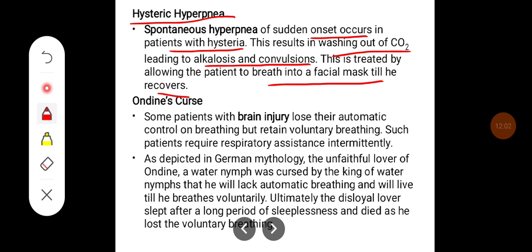Ondine's curse. Some patients with a brain injury lose their automatic control of breathing but retain voluntary breathing. Such patients require respiratory assistance intermittently.